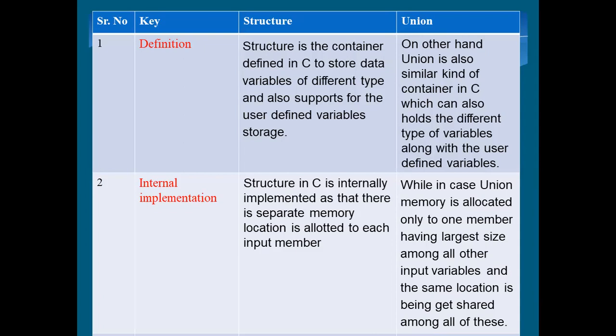Internal implementation. Structure in C is internally implemented such that a separate memory location is allocated to each member, whereas in the union, memory is allocated only to the one member having the largest size among all the other member variables. So here we have only one memory location in the union. In the structure, for each member, a separate memory is allocated. That is the major difference between structure and union.